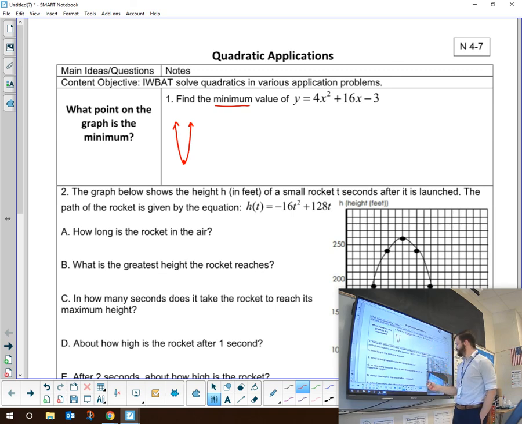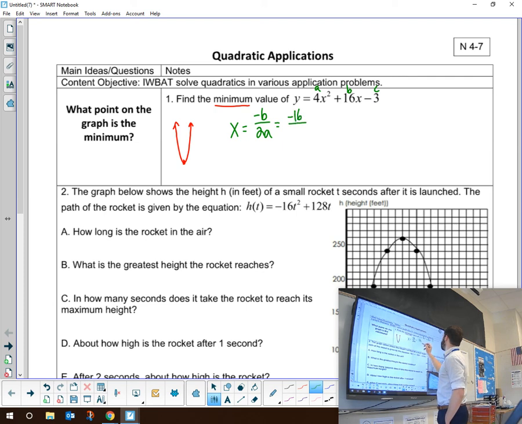Now, remember to find the vertex, we first need to find my axis of symmetry. My axis of symmetry is going to be x equals negative b over 2a. In this case, my a is 4, my b is 16, and my c is negative 3. So we're going to go negative 16 over 2 times a, which is 4. So 2 times 4 is 8. Negative 16 divided by 8 is going to give me negative 2. So the x portion of my vertex is going to be negative 2, but we're obviously missing the y portion of my vertex.